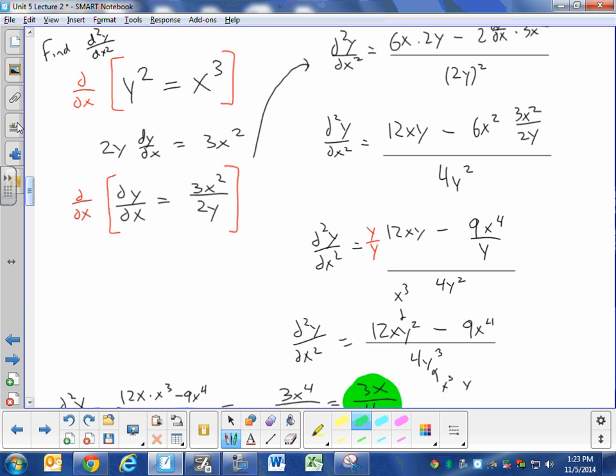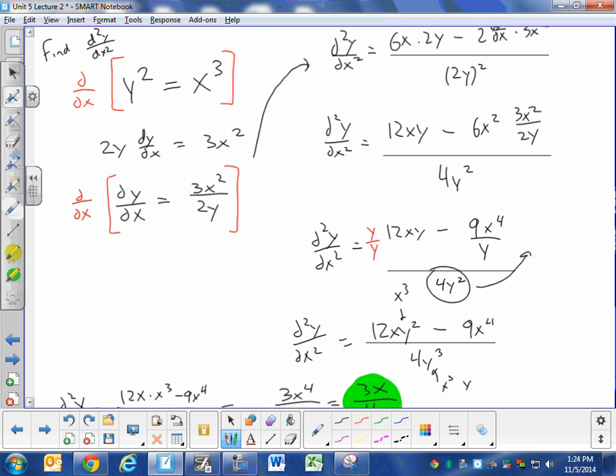So you take the y under the 9x to the 4th. Yep. So this became times 1 over 4y squared. So after I found the common denominator, I multiplied by 4y squared. Okay? So now I got 4y cubed. Now I have 12xy squared minus 9x to the 4th.